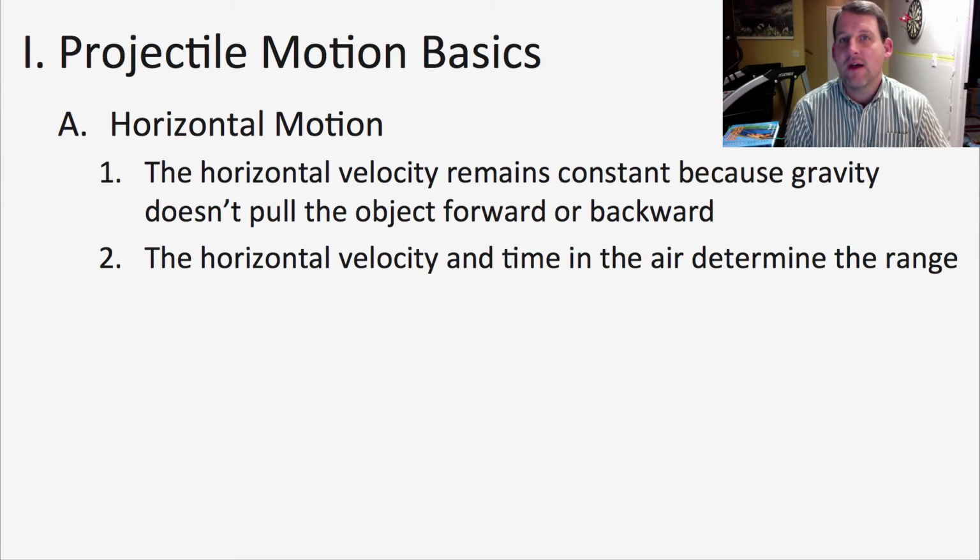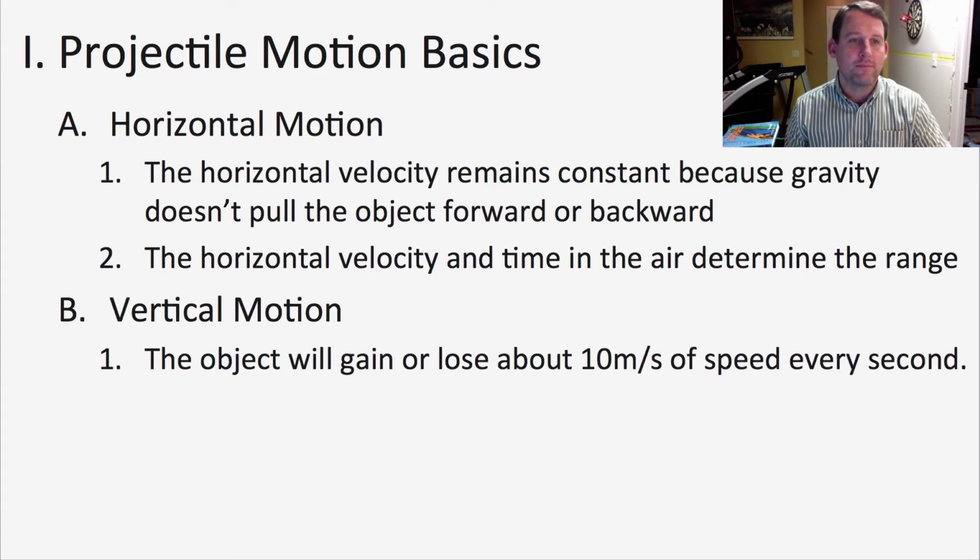Now the horizontal velocity and the time in the air are the only two things that determine how far the object travels. So the faster outward it's going, of course, the farther it's going to go given the same time. Now for vertical motion, the object's going to gain or lose about 10 meters per second every single second. And really the number is 9.81 meters per second every second. But we use 10 to make things a little easier with worksheets.